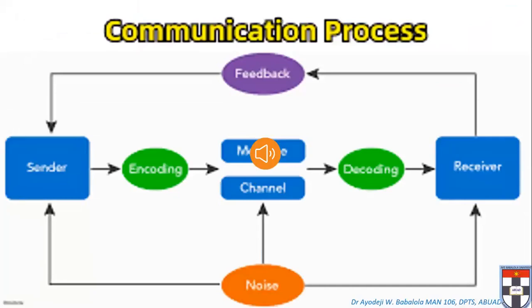You see the sender encodes, that's the green, encodes the message using a medium or a channel. In the middle, where my cursor is, what you have at the top is message. The orange speaker icon is covering it. We have message and channel, then decoding receiver, and then we have the flow of feedback going from the receiver to the sender. However, in the middle, at the base, where my cursor is, you can see what we call noise.